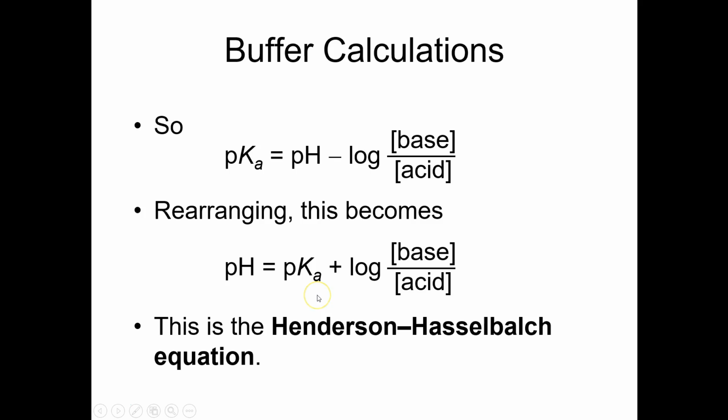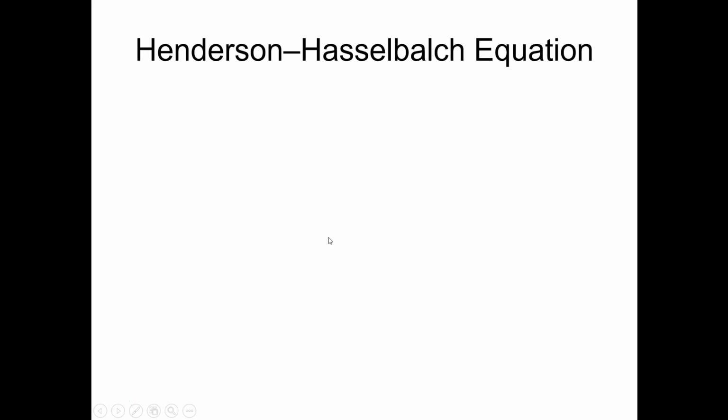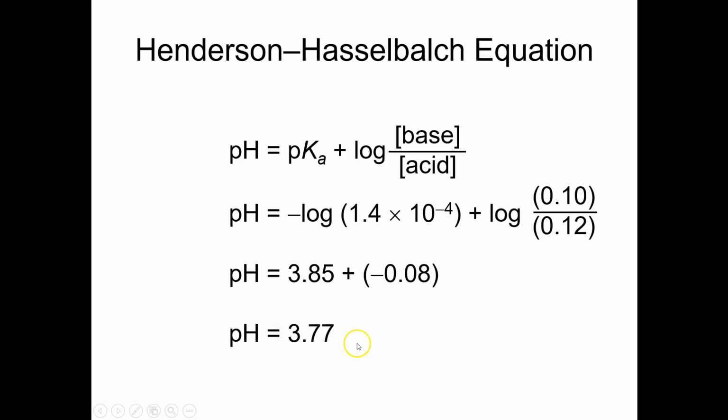The only thing we need to do to calculate the pH is to calculate the pKa, which is simply the negative log of 1.4 times 10 to the minus 4. And so the pH is equal to the negative log of 1.4 times 10 to the minus 4 plus the log of the lactate concentration, 0.1, over the lactic acid concentration, 0.12. Negative log of 1.4 times 10 to the minus 4th is 3.85. The log of 0.1 over 0.12 is negative 0.08. Therefore, the pH of that solution is equal to 3.77.